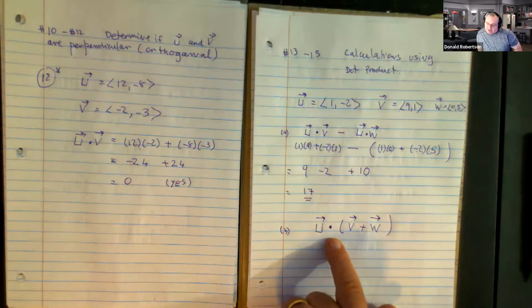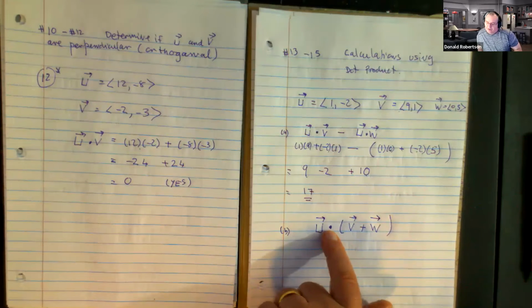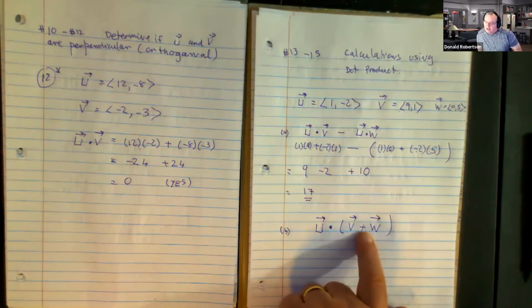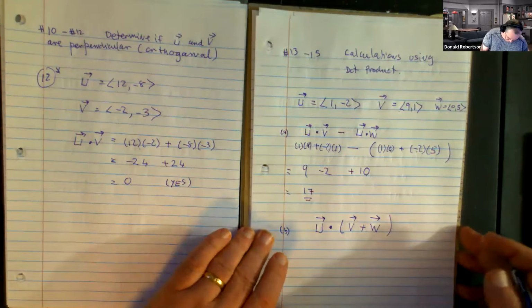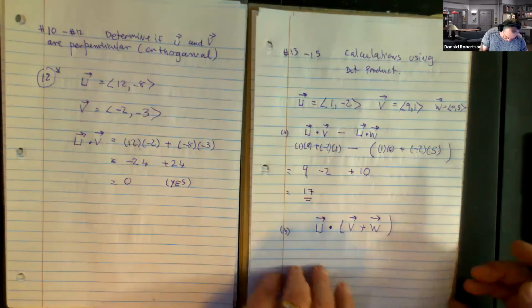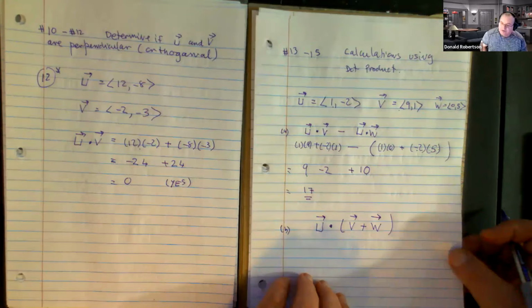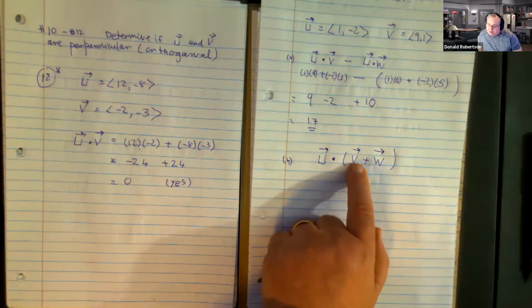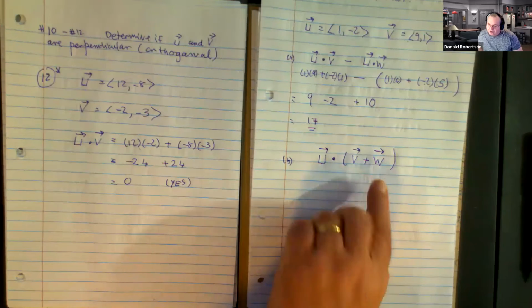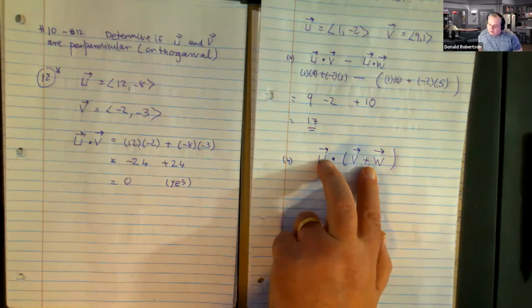Now, it's a different kind of calculation, right? It has a dot product in it, it has some brackets, and it's got an add. So if we want to do this question, we have to make sure that we do it in the right order. So the right order would be add these 2 vectors first, and then do the dot product second.